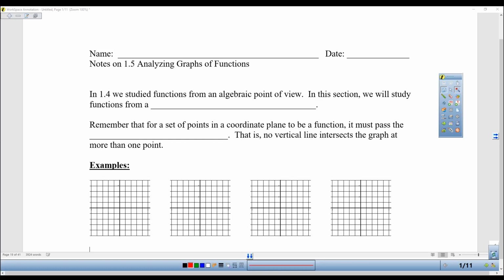Hello, everyone, and welcome to our notes on 1.5 in Precalculus, Analyzing Graphs of Functions. In section 1.4, we studied functions from an algebraic point of view. In this section, we will study functions from a graphical perspective.